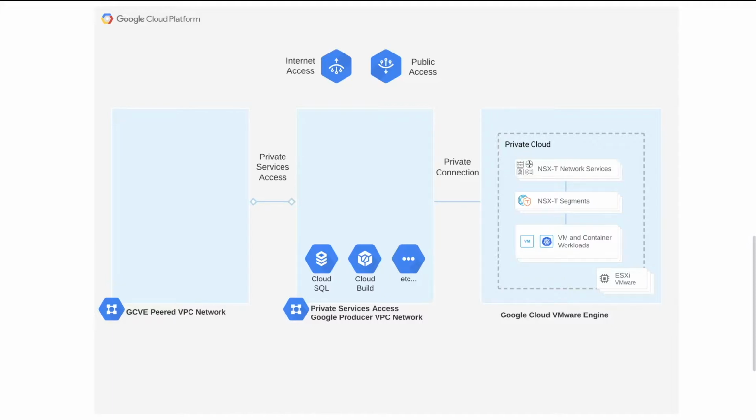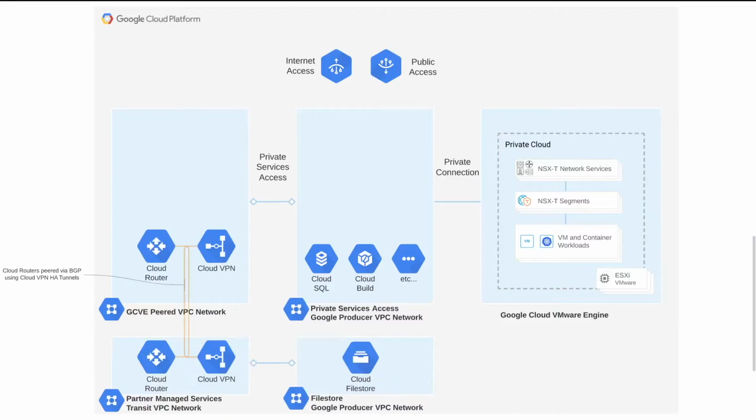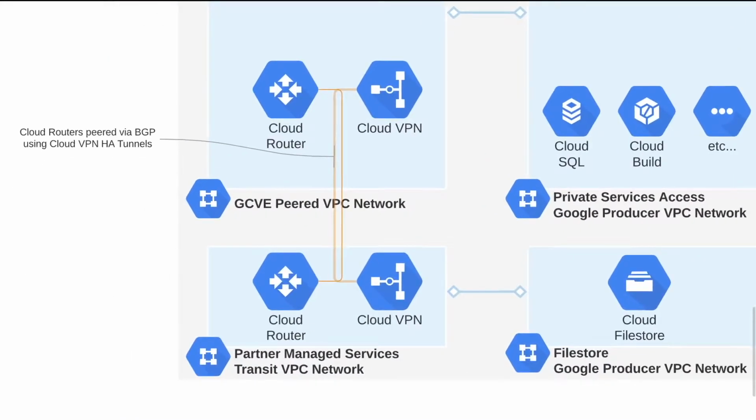peering connection. Today, we'll deploy our Filestore instance, but we'll also deploy Cloud Router and Cloud VPN instances that will provide connectivity from GCVE through a transit VPC network that we'll also deploy today. We'll establish a BGP session between our Cloud Router instances and validate that we can connect to our Cloud Filestore instance from a workload running in GCVE.